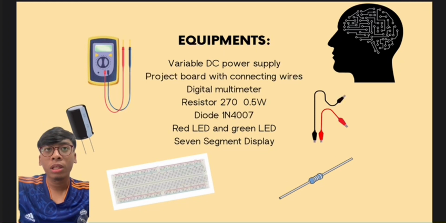Now moving on to the equipment and apparatus. Firstly, we got variable DC power supply. We got project board with connecting wires, digital multimeter, resistor 270 ohm with 0.5 watt, rectifier diode, red LED and green LED. And lastly, we have the 7-segment display.